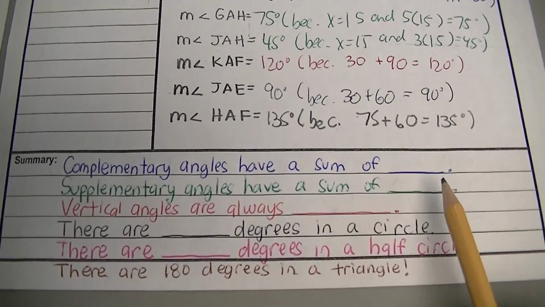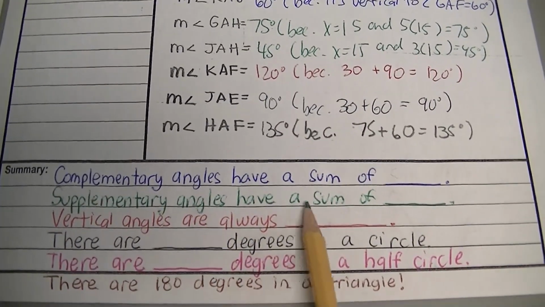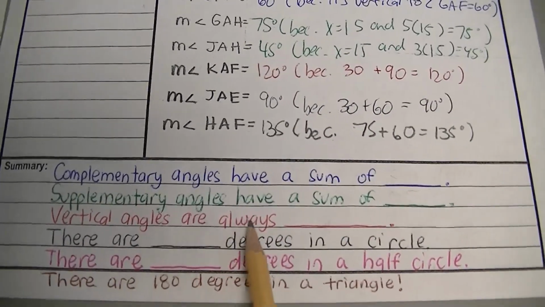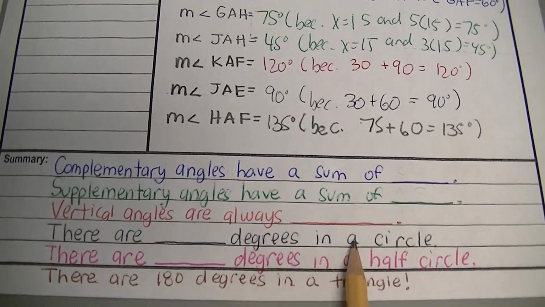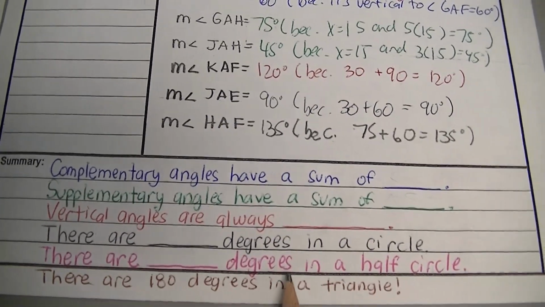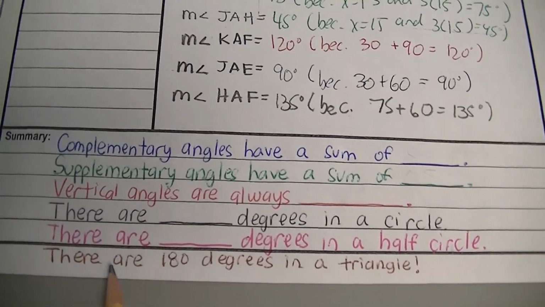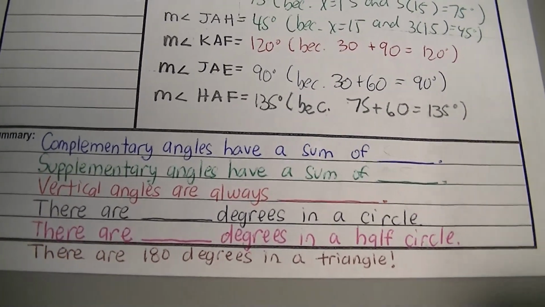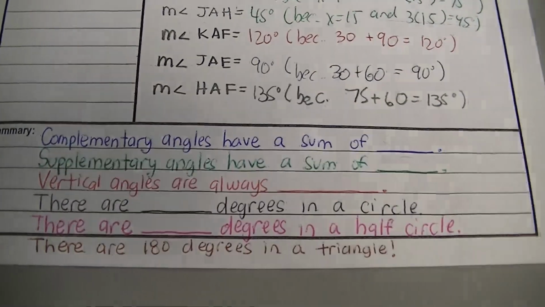All right, for the summary, finish these sentences. Yes, you have to write the sentences out. Complementary angles have a sum of, write it down. Supplementary angles have a sum of, write it down. Vertical angles are always congruent. There are blank degrees in a circle. There are blank degrees in half a circle. And this one I'm going to give to you because you need to know it. There are 180 degrees in a triangle. So when you add all the inside angles of a triangle, it's going to add up to 180 degrees. Okay, bye.